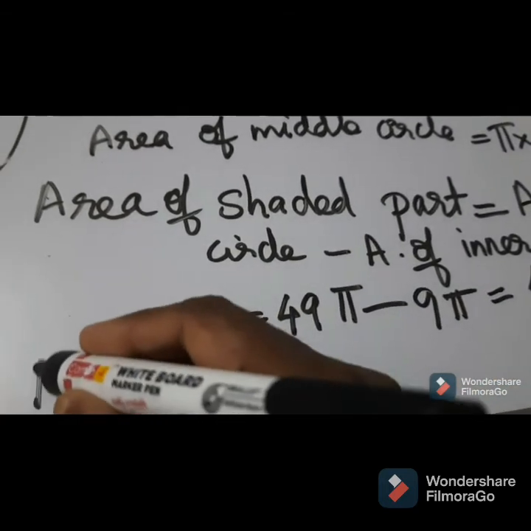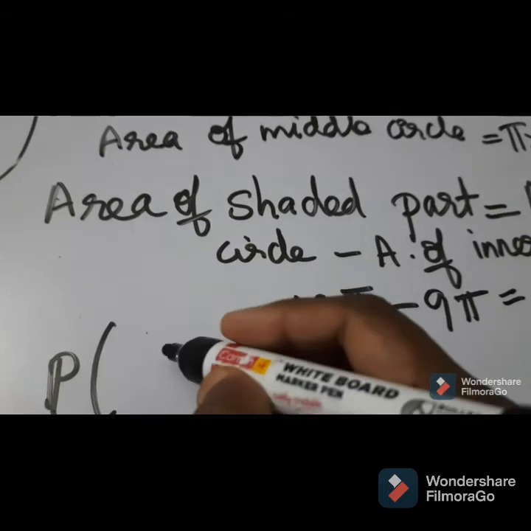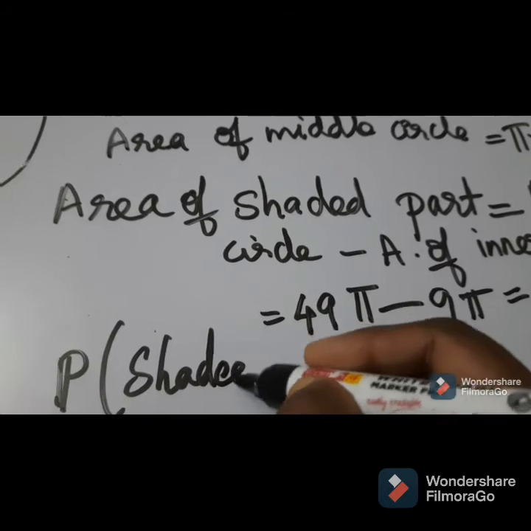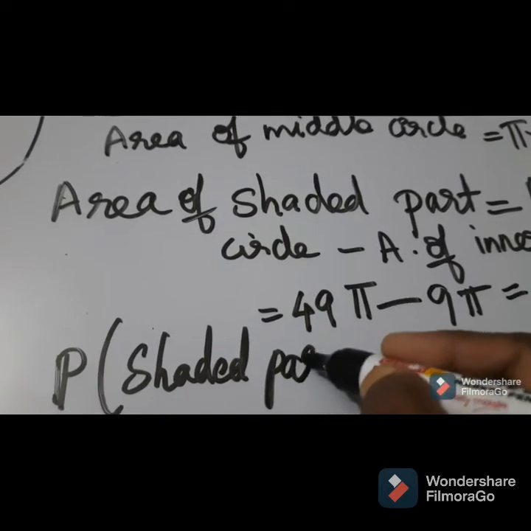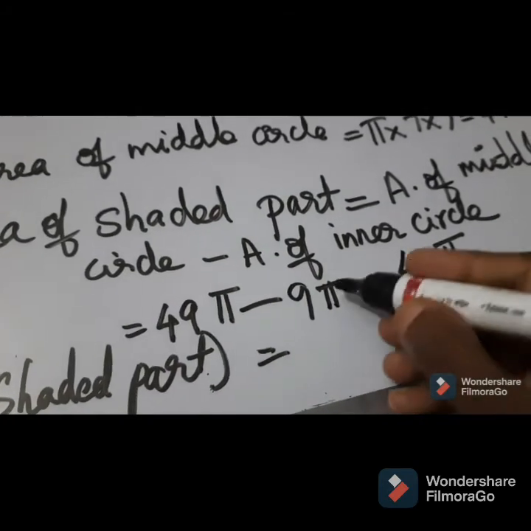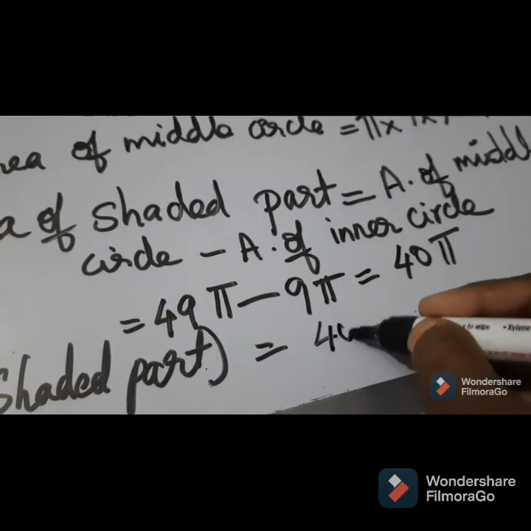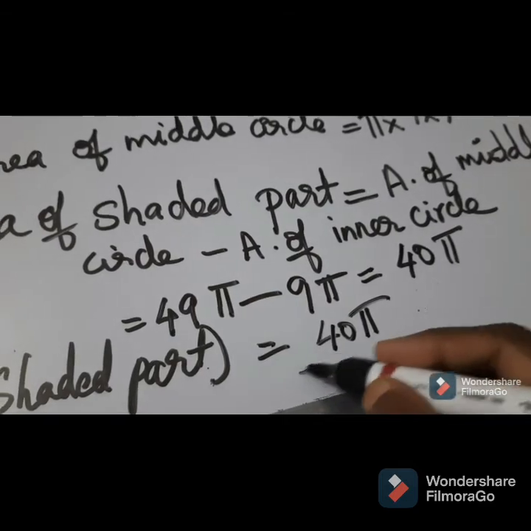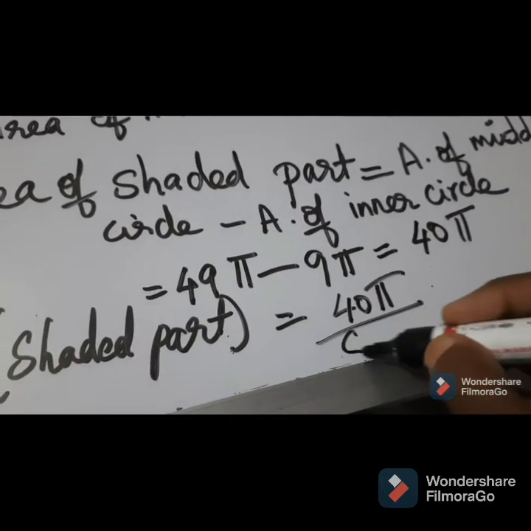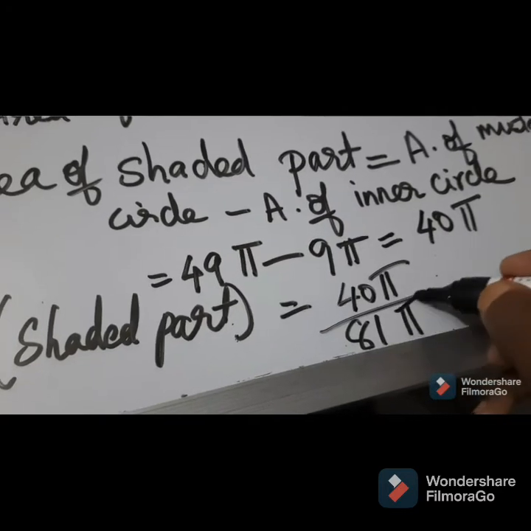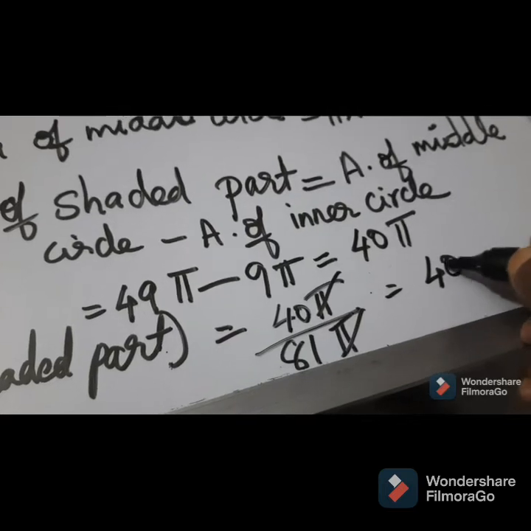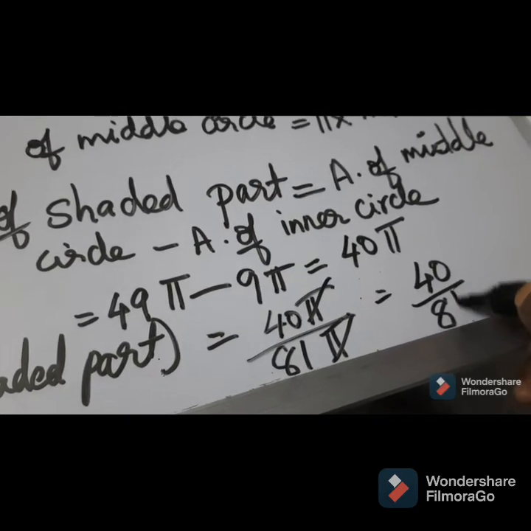Now we want the probability of the dot lying in the shaded part. The probability of the dot lying in the shaded part is equal to the area of the shaded part, that is 40 pi, divided by the total area. The outer circle is the total area, that is 81 pi. Now we can cancel this pi. So this will come 40 out of 81.